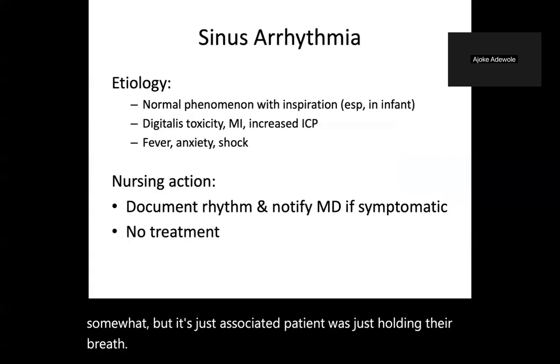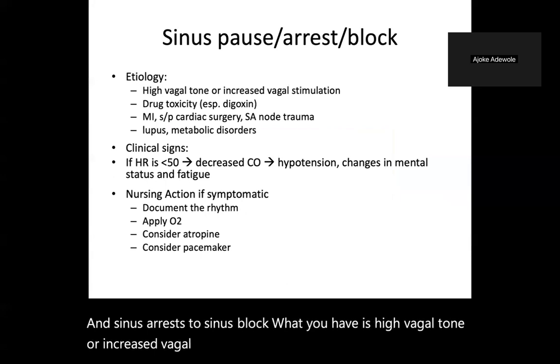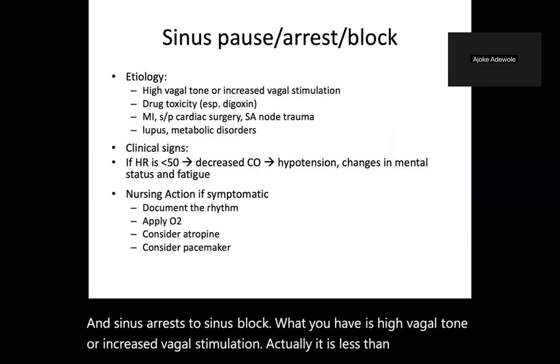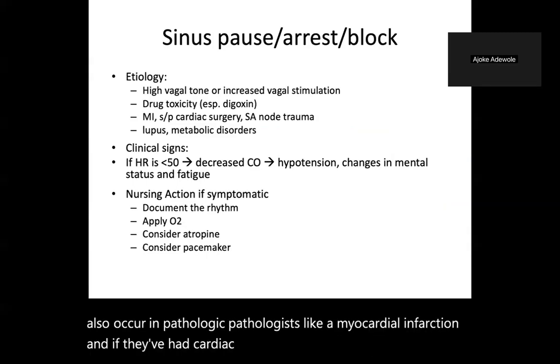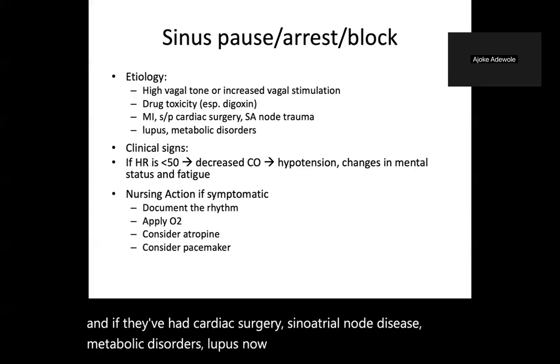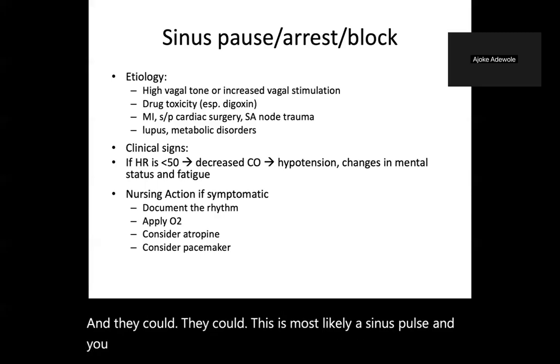Now, with sinus pause and sinus arrest to sinus block, what you have is high vagal tone or increased vagal stimulation. Heart rate is less than 50. It can also occur in pathologies like a myocardial infarction, if they've had cardiac surgery, sinoatrial node disease, metabolic disorders, lupus. Now, if the heart rate is less than 50, this is most likely a sinus pause, and you're having what looks like an irregular heartbeat.